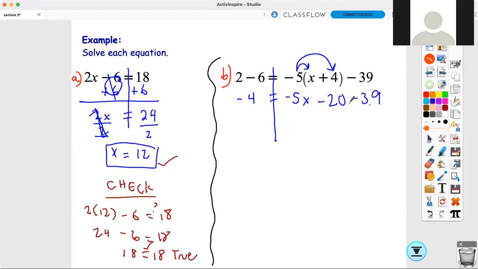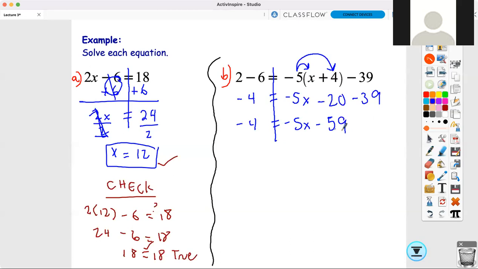Now, do I have any like terms on the right side I can combine? Yes, the 20 and the 39. If you owe me $20 and you borrowed 39 more, how much do you now owe me? Negative 19. Oh, you add it. Yep, add it. Negative 59. That's correct.